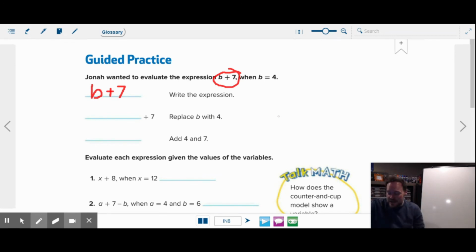Now it says replace b with 4. Well, why? Because it says right there in the book that b, I'll underline it for you, b equals 4. So we're just going to substitute. Remember, the variable is unknown. A lot of times it can change. But here we know that the variable is equal to 4. So I'm just going to plug that in. 4 plus 7. So b plus 7 equals the same thing as 4 plus 7. And then literally all I have to do is add 4 plus 7.